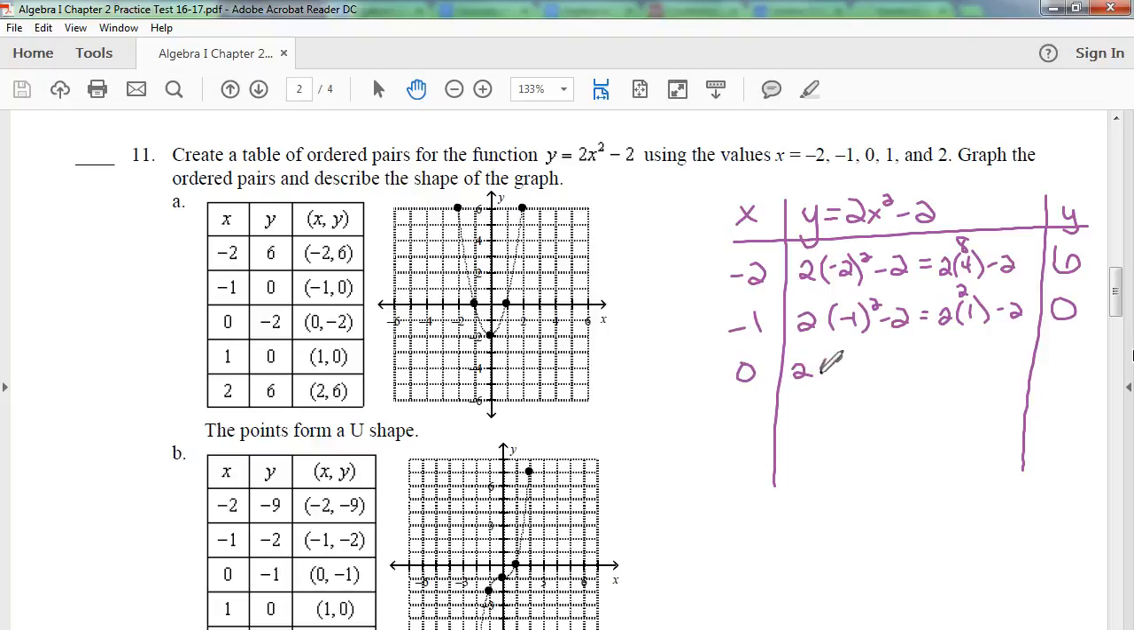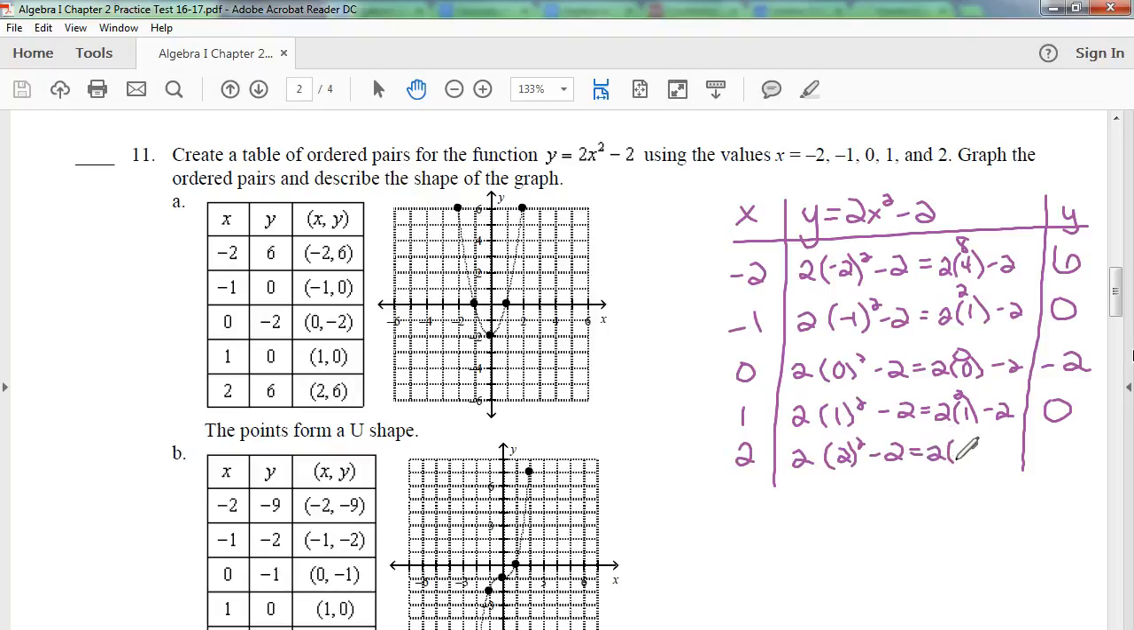For 0, we have 2 times 0 squared minus 2. And that's 2 times 0 minus 2. 0 minus 2 is -2. For 1, we have 2 times 1 squared minus 2. And that is 2 times 1 minus 2. 2 minus 2 is 0. And for 2, we have 2 times 2 squared minus 2. Gives us 2 times 4 minus 2. 2 times 4 is 8. 8 minus 2 is 6.